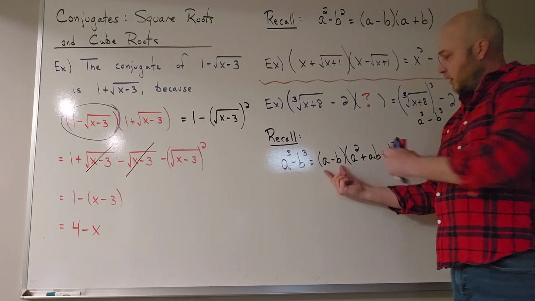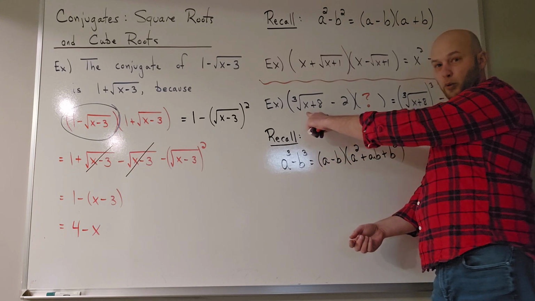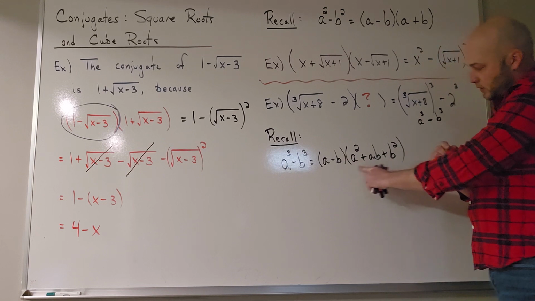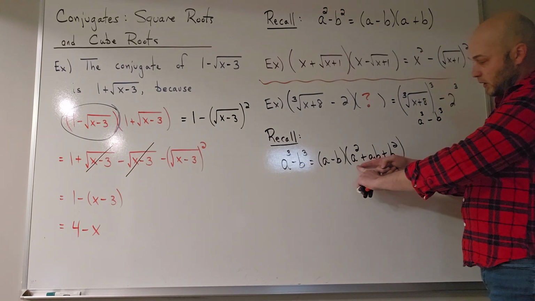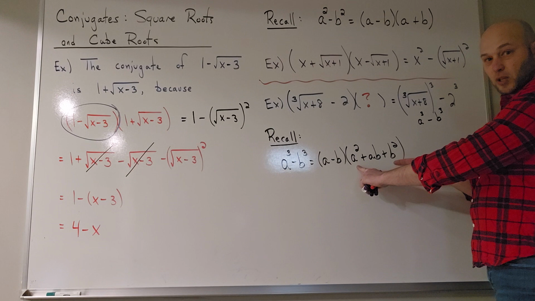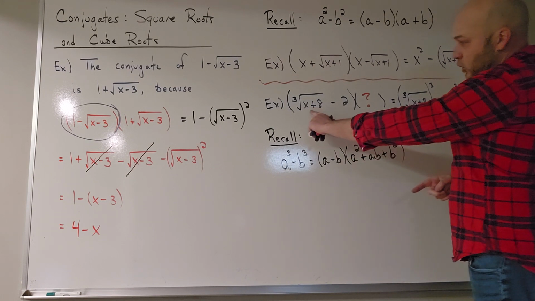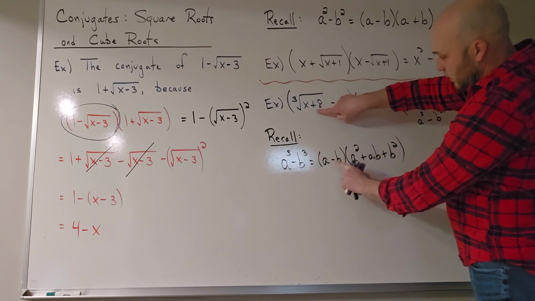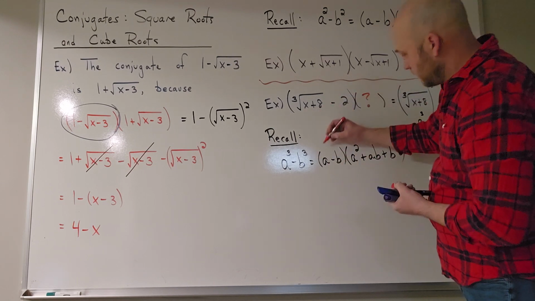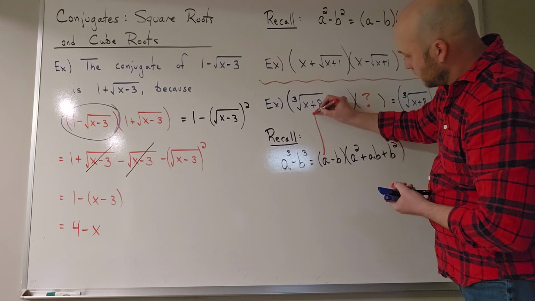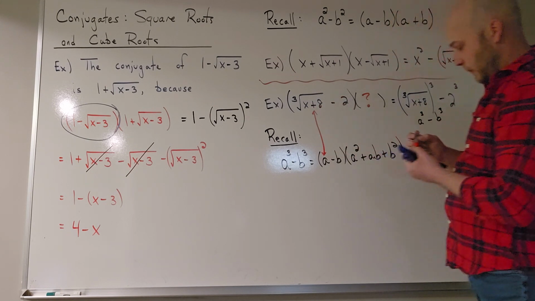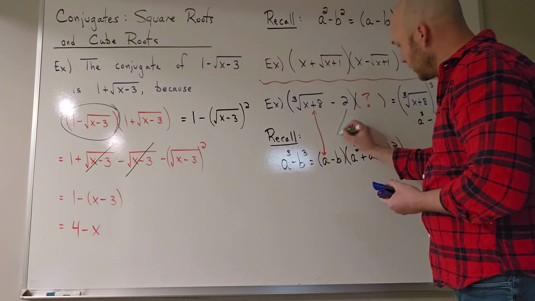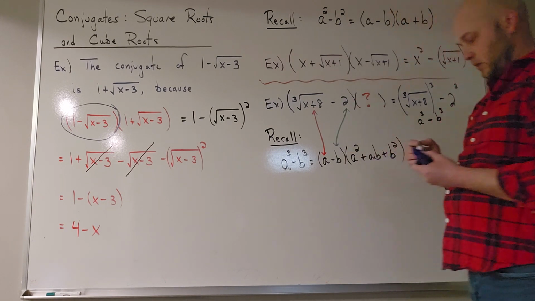So in order to take, if this a is your cube root, if I want to cube it, I have to multiply by this expression right here. This is the key to finding the conjugate for a cube root, where the cube root of x plus 8 is a and 2 is b. So the cube root of x plus 8 would be your a, and 2 would be your b.